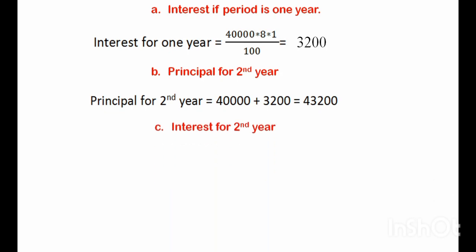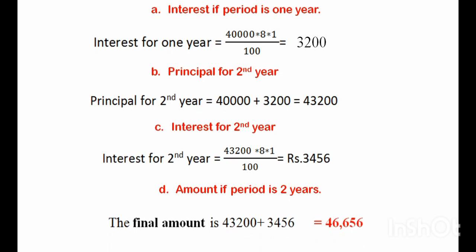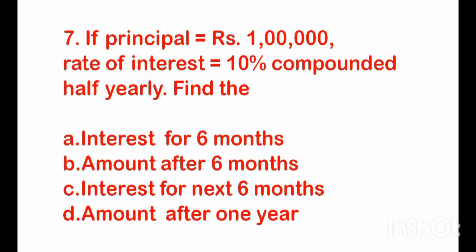Now interest for the second year. You will take the principal as 43,200. Once you calculate, you will get an answer 3,456. Now the amount if the period is 2 years. We just add 43,200 plus 3,456. We will get an answer 46,656.